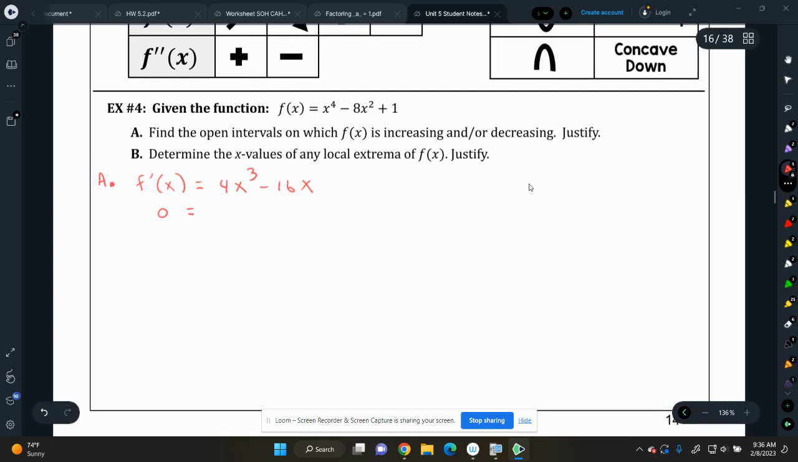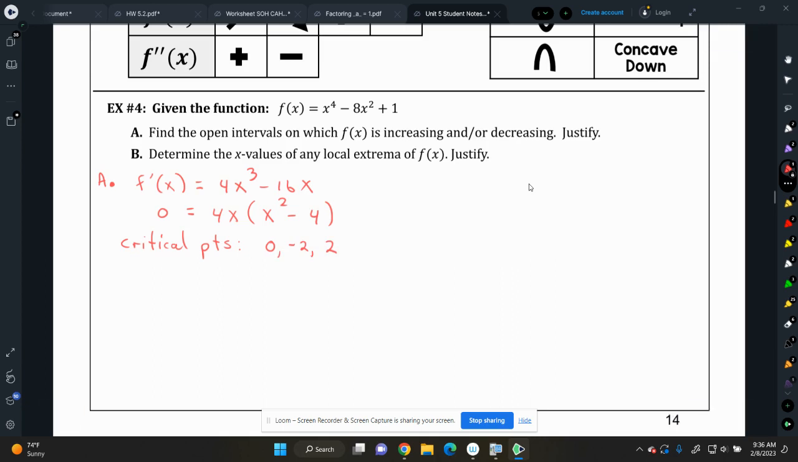This is where I feared most of you are going to have the most trouble. So what are we going to do? Take out 4x. Good. And that leaves us with x squared minus 4. So my critical points are what? 0, -2 and 2. Yes, -2 and +2. Okay.